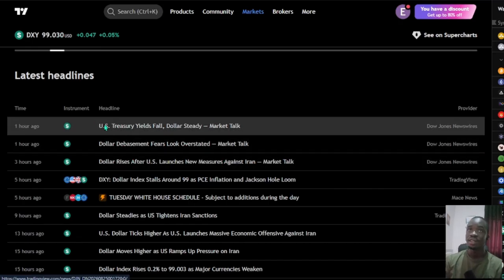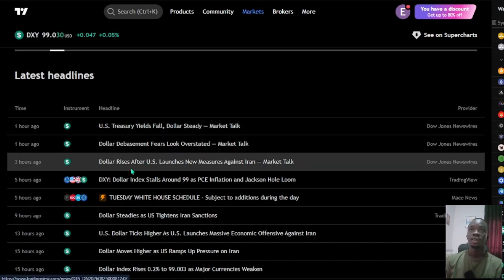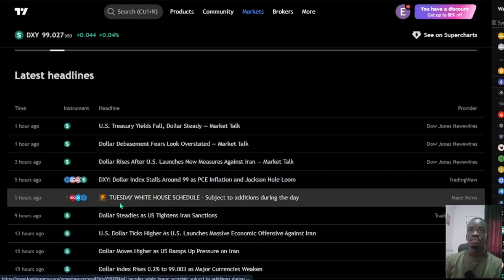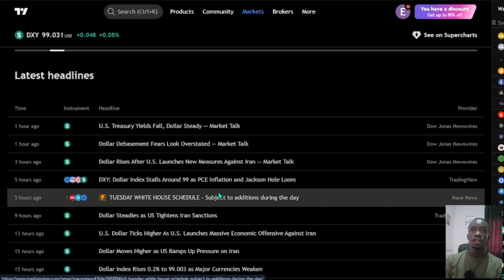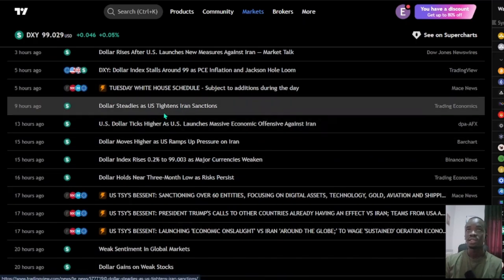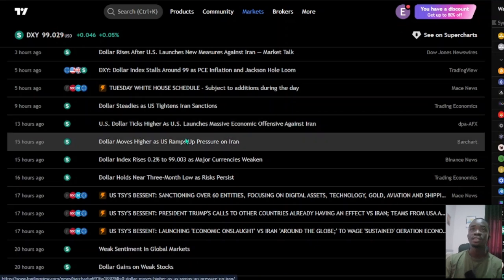So now, first one we have here is the US Treasury yield for dollar still steady. The dollar debasement fears look overstated. Dollar rises after US launches new measures against Iran. Okay, so dollar index stores around 99 as PCE inflation and Jackson Hole loom. So the US dollar steadies as US tightens Iran sanctions. US dollar ticks higher as US launches massive economic offense against Iran and all.